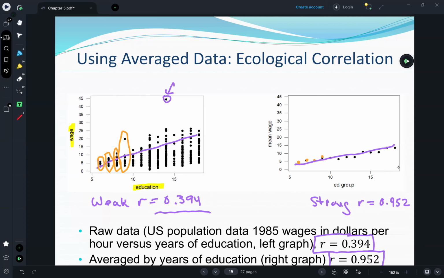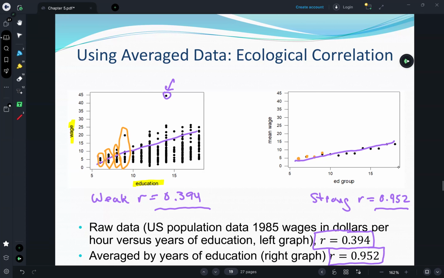That's the correlation. Now, if we take the average of each of those groups, so for 6 years, 7 years, 8 years, 9 years that I've circled in orange, and we plot them only in the plot on the right, then we have a much stronger correlation. It is calculated to be 0.952. So quite a difference there. So we want to be careful. You can ask yourself, is the data individuals or is it based on averages?